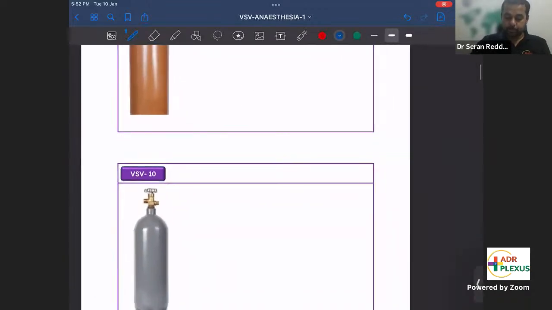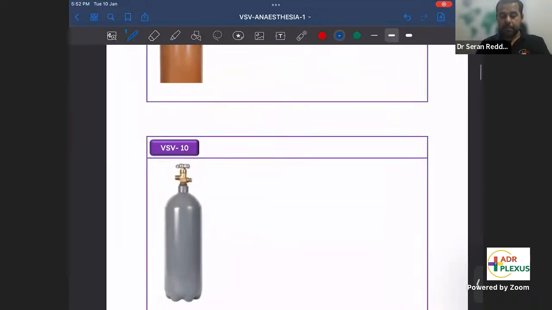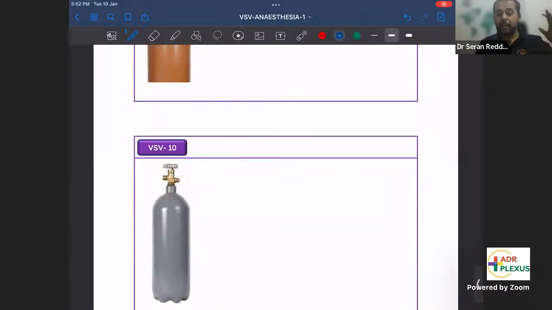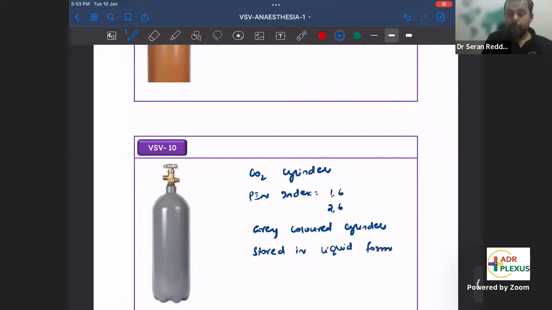And what is this cylinder? Anyone? This is the carbon dioxide cylinder, which has pin indices of both 1.6 and 2.6. It is stored in a gray color cylinder. Fantastic. This is the carbon dioxide cylinder, pin index 1.6 and 2.6 both, stored in a gray color cylinder. This is stored in liquid form.